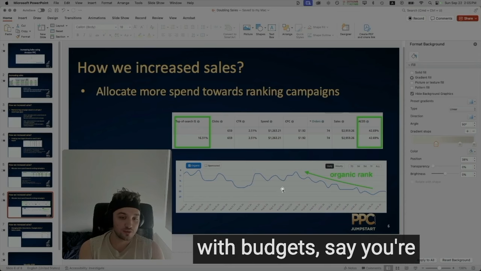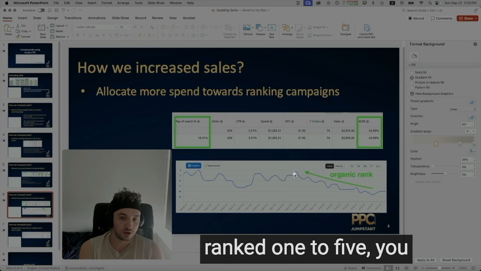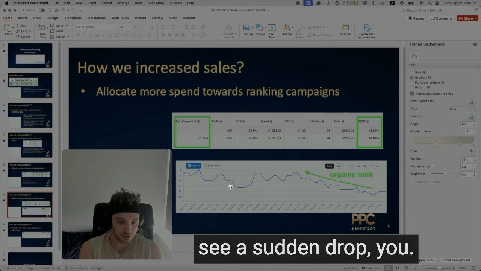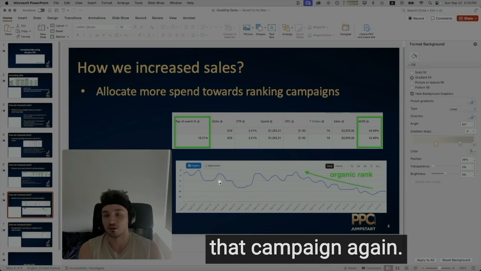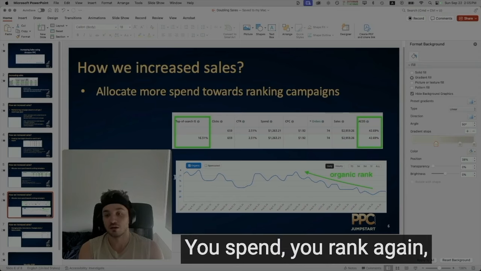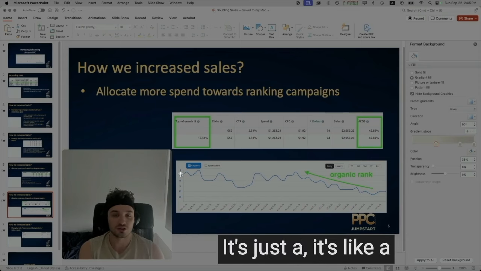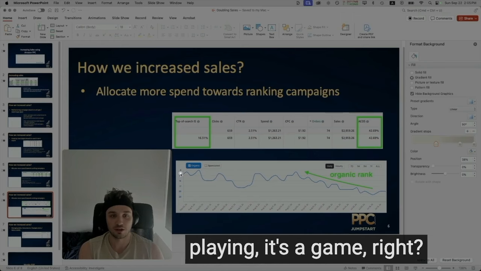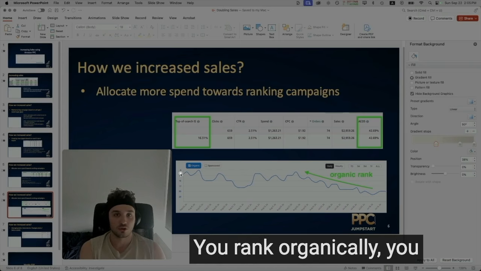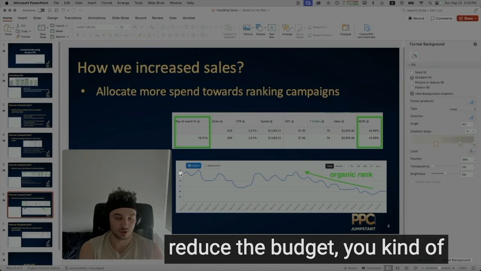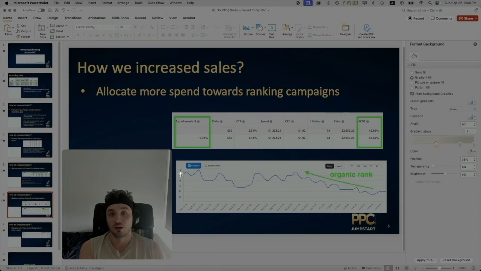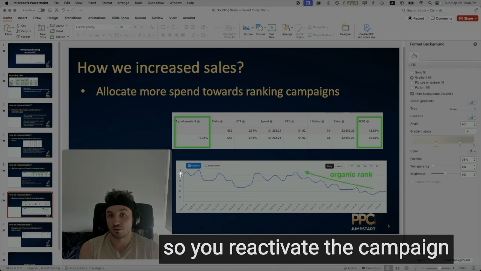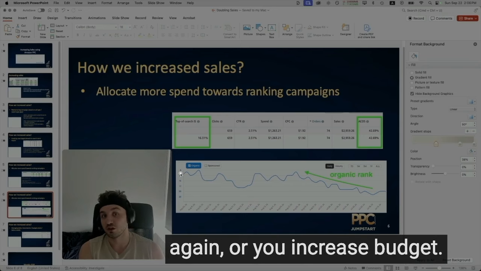And you can play with budgets. Say you are ranked 1 to 5, you reduce the budget, and you see a sudden drop, you increase budget on that campaign again. You spend, you rank again. Then you can decrease the budget. It's like a game, right? You rank organically, you reduce that budget, you go a more cost efficient way, and then say your rank drops, so you reactivate the campaign again or you increase budget.